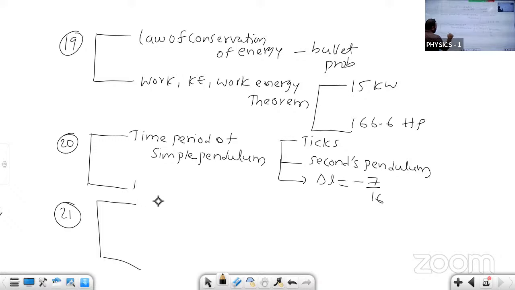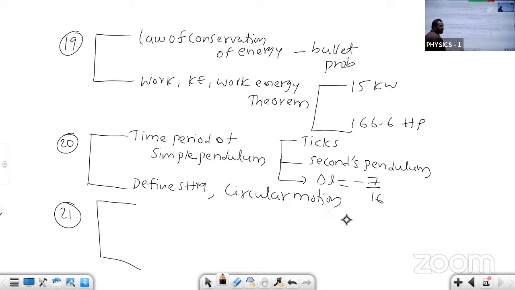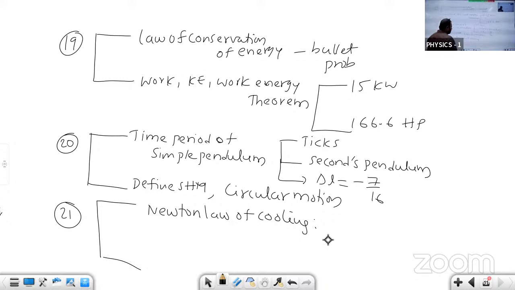Here, define SHM. Show that a particle's motion is SHM when it is performing circular motion. So the circular motion concept, this one is an upcoming LAQ. The last two questions are from thermodynamics. One is Newton's law of cooling. One is Newton's law of cooling with a surrounding temperature problem. Every LAQ we are getting comes with a problem. So Newton's law of cooling with a fixed problem, surrounding temperature.